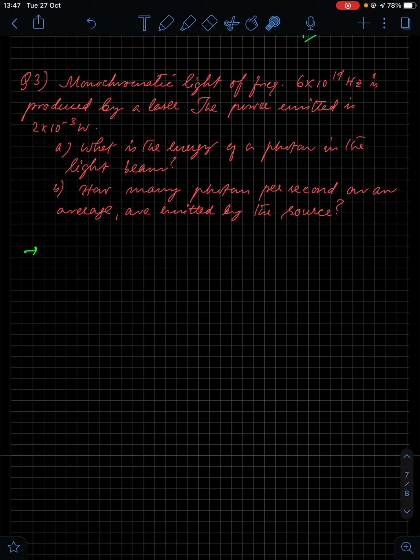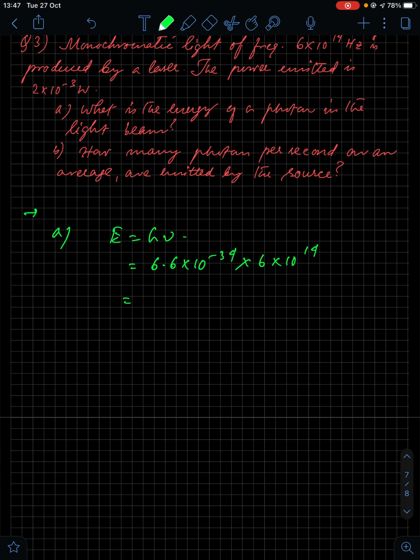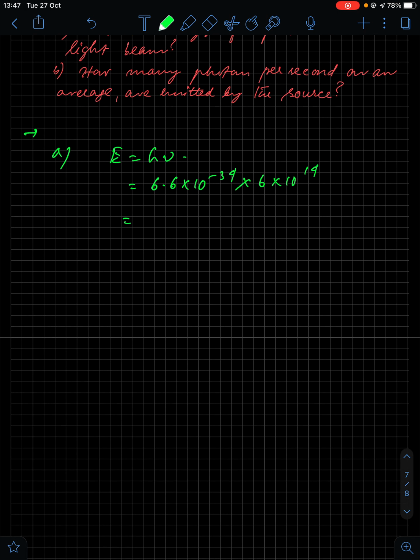Now you see, the laser is producing monochromatic light whose frequency is given. So from the frequency you can find out the energy very easily by using the relation h nu, right? So h value is 6.6 into 10 to the power minus 34, and the value of nu is 6 into 10 to the power 14. So once you do this calculation, how much would you get? 39.6 into 10 to the power minus 20, and that will get you 3.96 into 10 to the power minus 19 joule. So that is the value of energy. So we have calculated the energy part.